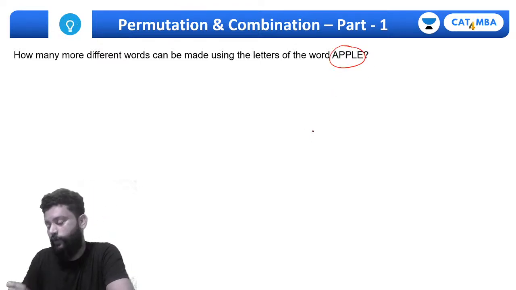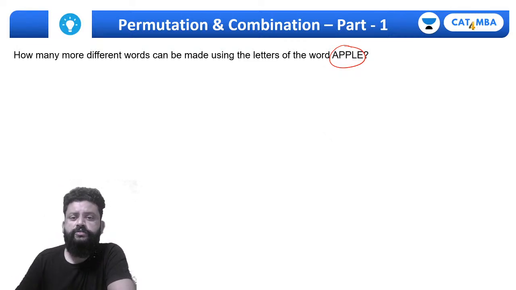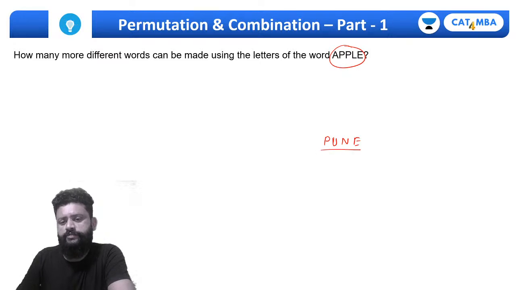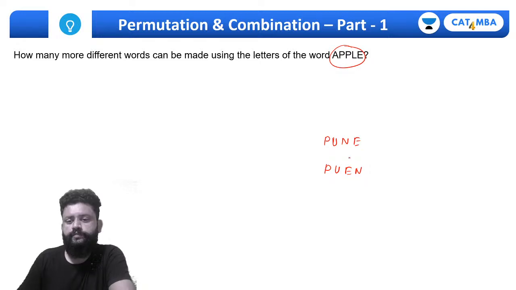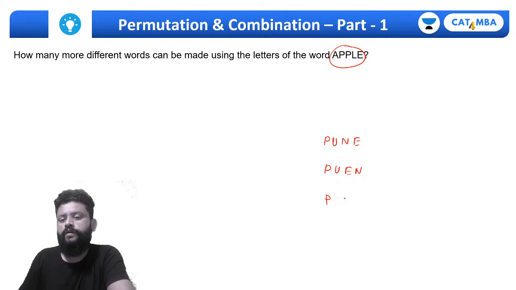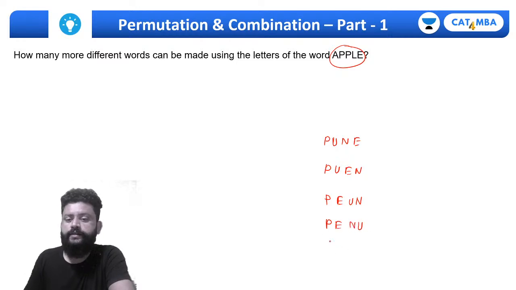Okay, so the question is quite simple: if you want to rearrange the letters of the word, let's say, PUNE. So I know I can form one word, right? We can have P-U-E-N, that's the second word, right? After that we can have P-E-U-N or P-E-N-U, right? Then I can have P-N-U-E or P-N-E-U.